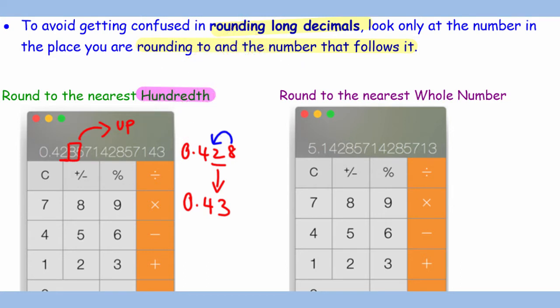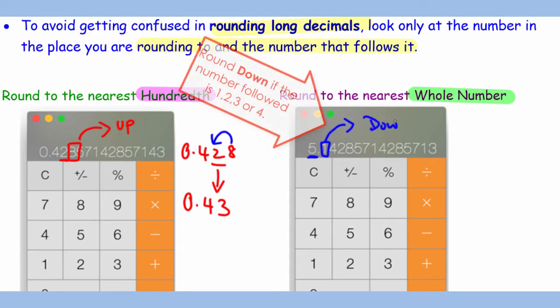In the next one, we need to round to the nearest whole number, which is the 5 right here. That means we need to depend on the one after, which is the tenth. And 1 tells you that you will be rounding down. So 5.1 will round down to just 5.0 because the 1 does not carry over into the 5.